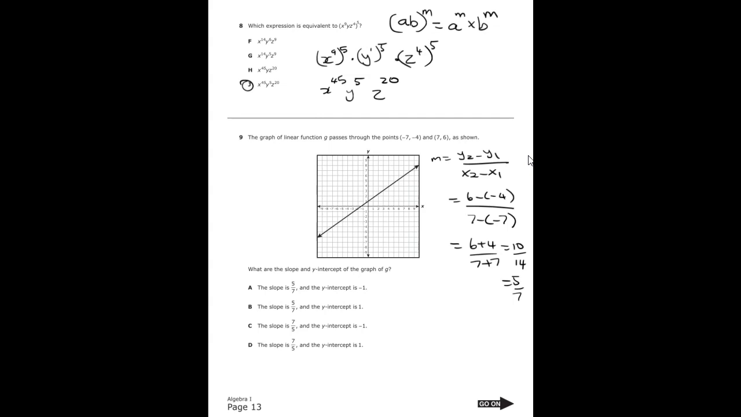So we can see here that our y-intercept is 1. Y-intercept is 1, and our slope is 5 over 7. That's our answer right there.